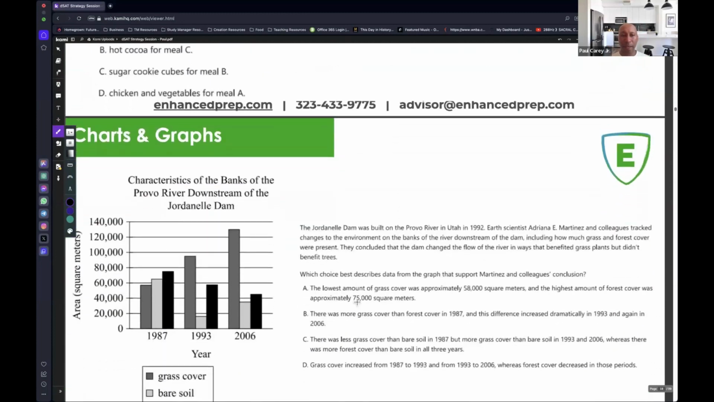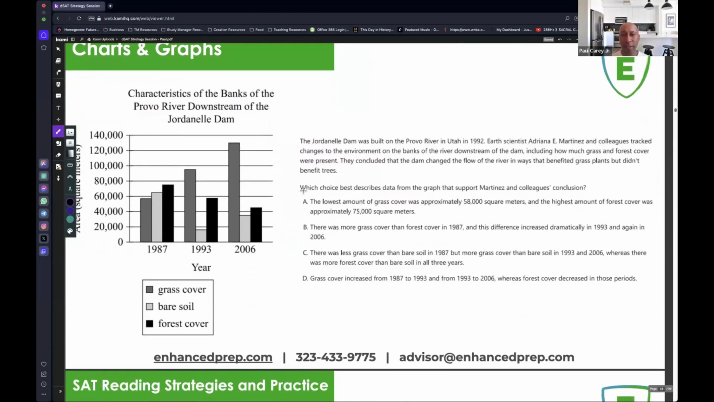Okay. Just like this one, let's check and see which choice best describes the data from the graph that supports Martinez's colleague's conclusion. Well, what are we going to have to do? We're going to have to basically read this portion, understand what the graph is talking about, and then come back and read this part as well. So let's actually work through this problem a little bit. So what's the first thing?